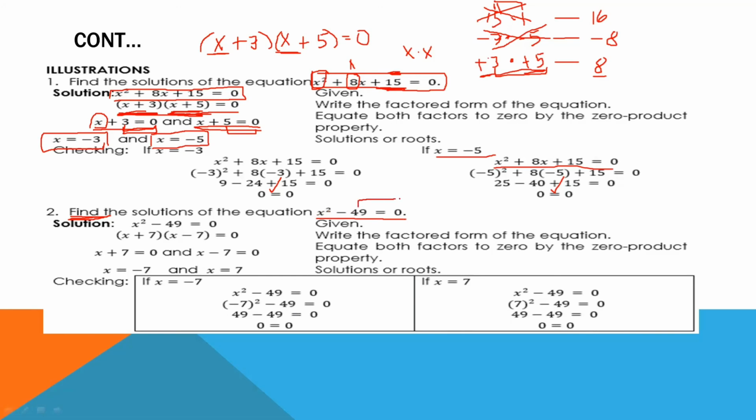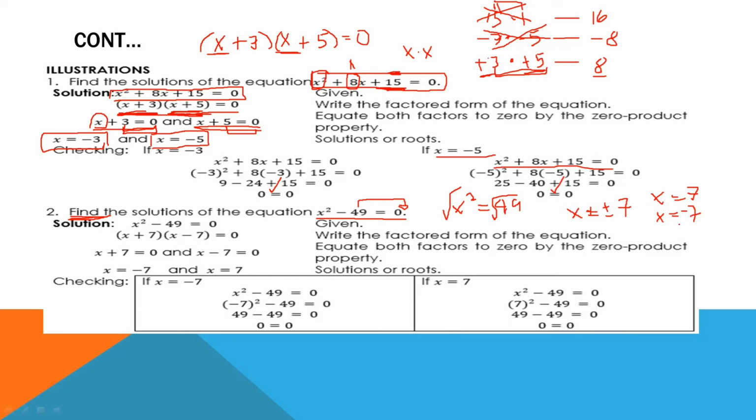So, di ba, pag tinranspose natin ito, magiging positive 49. So, using the square root, no? So, x squared is equal to positive 49. Then, get the square root of both sides. So, ang mangyayari, ang magiging sagot natin ay x is equal to positive and negative 7. Dahil ang square root ng 49 natin ay 7. So, therefore, x is equal to 7 and x is equal to negative 7.